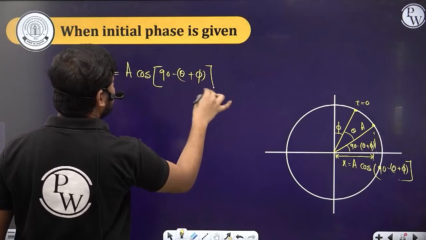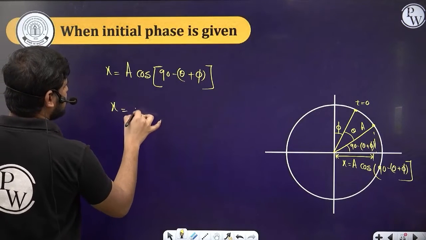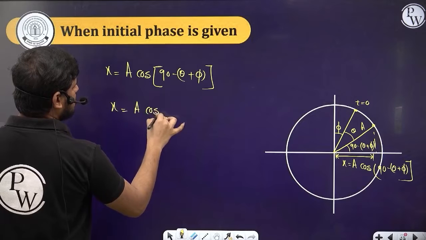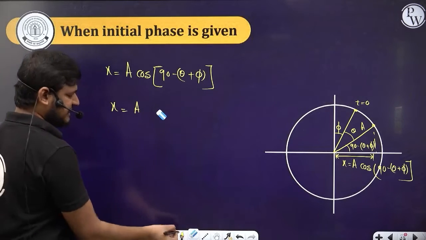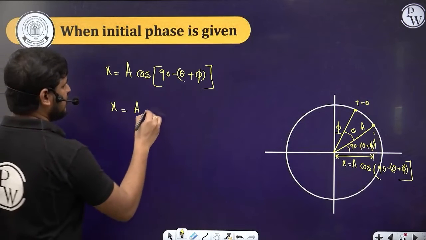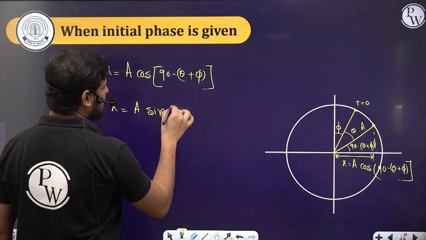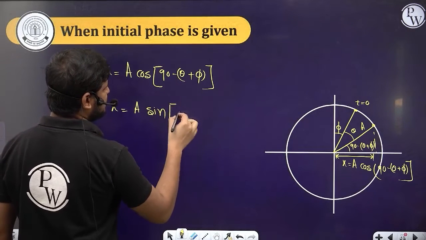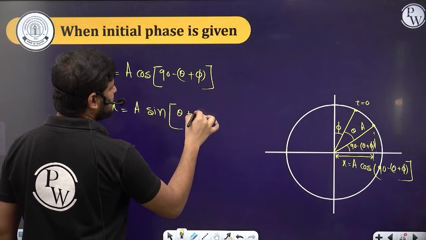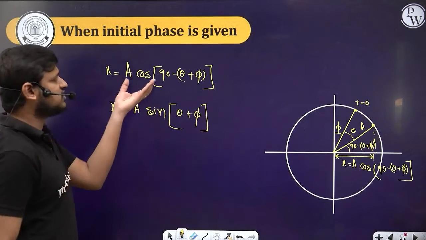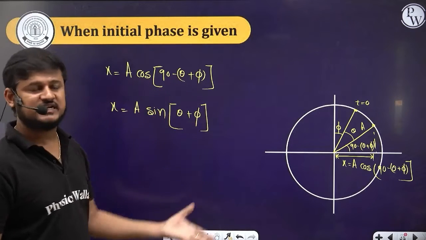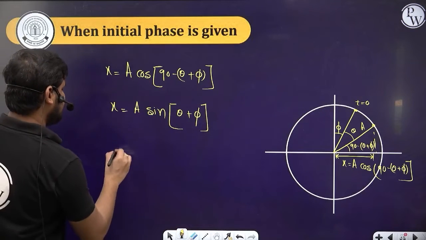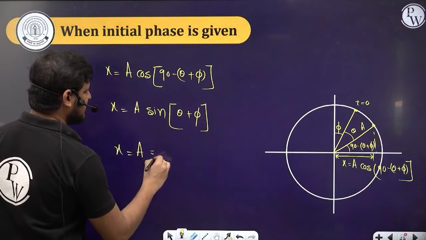Which we can write as x is equal to a into cos of, so what is cos of 90 minus theta? Which is nothing but sin theta. Yes or no? So then the sine of theta plus phi, because cos of 90 minus theta is sin theta, and this whole thing is the angle. So the equation is x equals a sin.